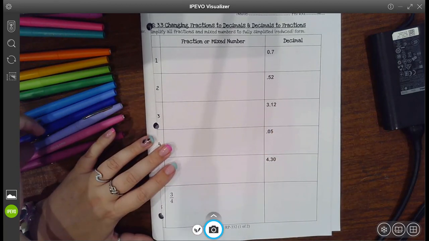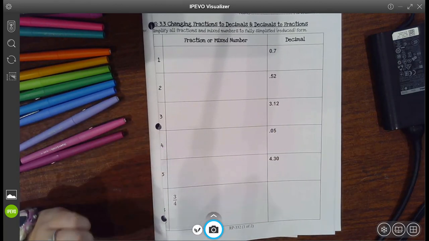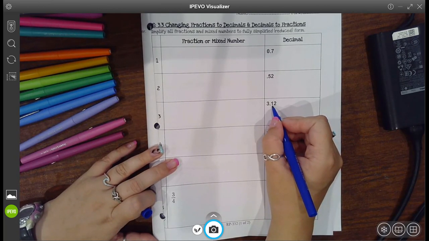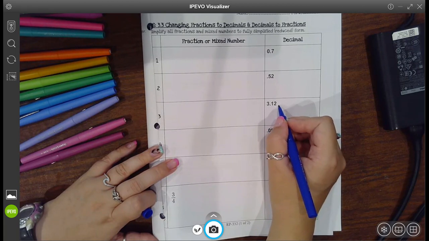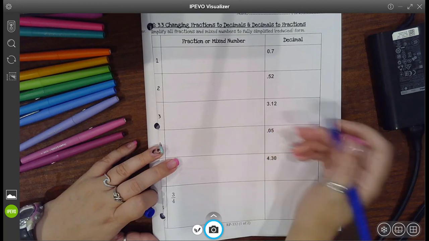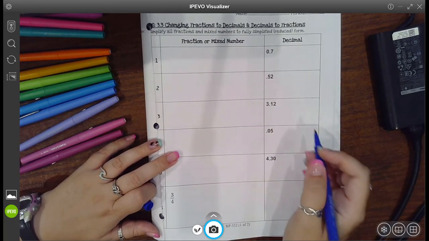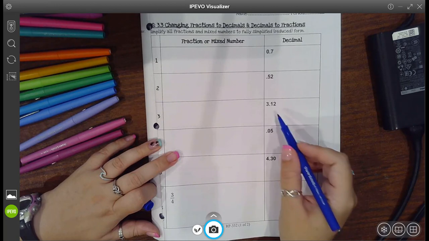All right, well, when it's a decimal, if it's one number after the decimal, you know it's that over 10. If there's two numbers after the decimal, it's that over 100. And if there's three numbers after the decimal, it's that over 1,000. And then you just reduce the fraction. So for instance, let's do these two right here.